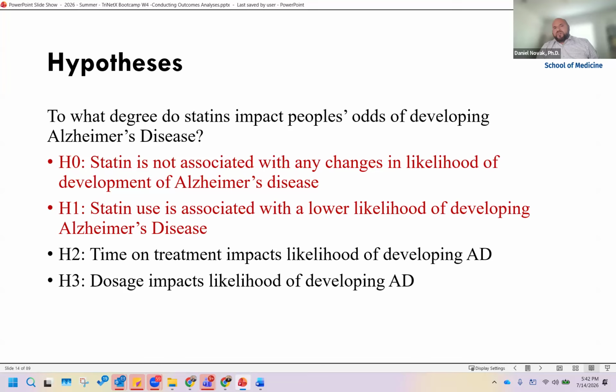But our hypotheses were things like: statin use is not associated with any changes in likelihood of developing Alzheimer's disease. That's our null hypothesis. But statin use is associated with a lower likelihood of developing Alzheimer's disease. That's basically what we found when we looked at the existing literature that would support it. Not that, as that person claimed on Instagram, it would make things worse. Time on treatment impacts likelihood of developing AD, and that's something that we were able to test with TriNetX as well. And dosage impacts likelihood of developing AD.